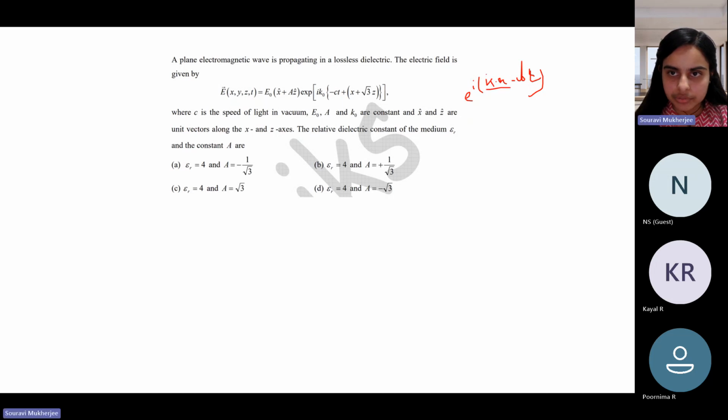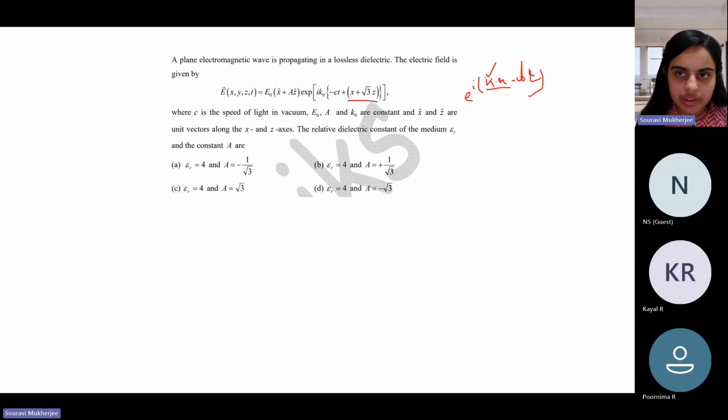Now, what should your k part be? So from here, you need to find the expression for k. What should k look like? So what is the spatial part? This is the spatial part, right? So try to write the spatial part, and then what is r?